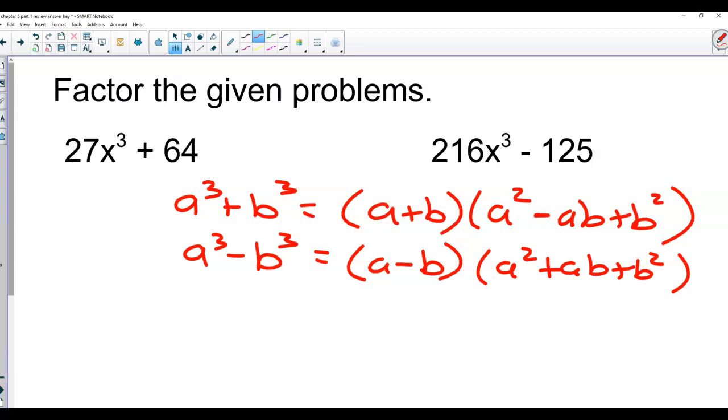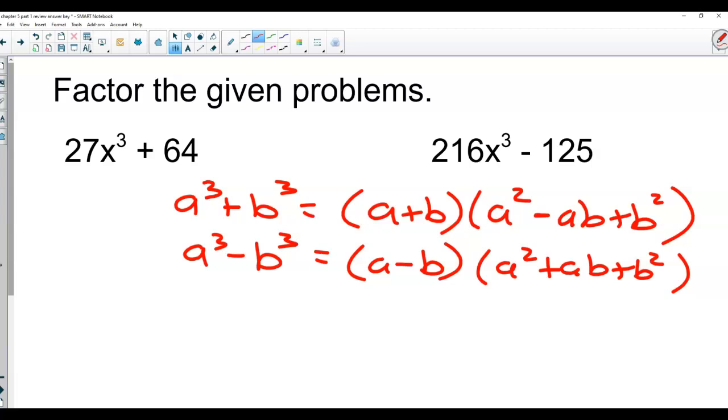Literally, I can only use one of 6 numbers. I can use 1, 8, 27, 64, 125, and 216. I'm not going any higher than that. I have to use perfect cubes. If this was 18x cubed plus 64, I couldn't do the problem.